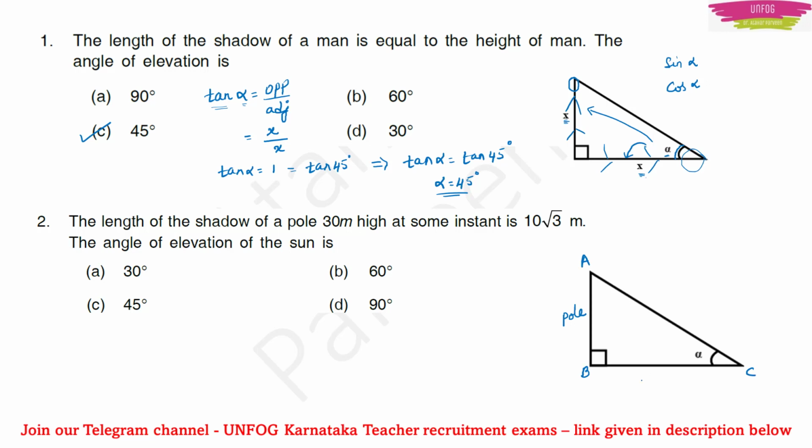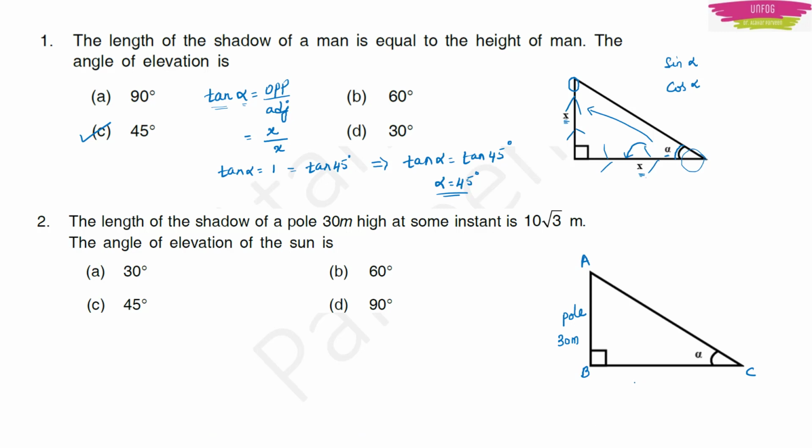The length of the pole is AB, which is how much? The length of the shadow of a pole 30 meter high at some instant is 10 root 3. So the height of the pole is 30 meter and the shadow at some point is 10 root 3. So what is the angle of elevation of the sun they are telling? Again, what do you do? The opposite side and adjacent side are involved here. So you simply take tan alpha. Opposite side will be AB and adjacent side will be BC. So AB is 30 and BC is 10 root 3.